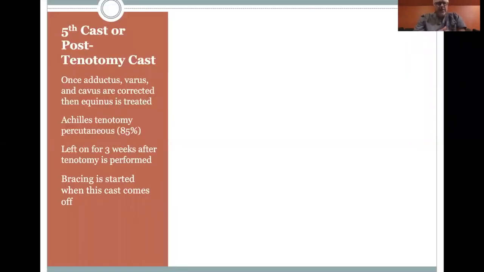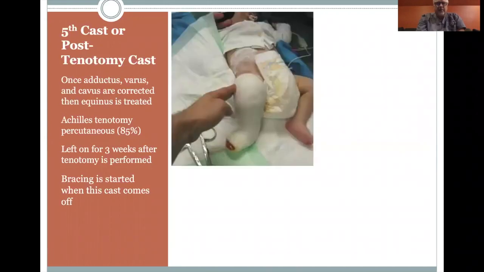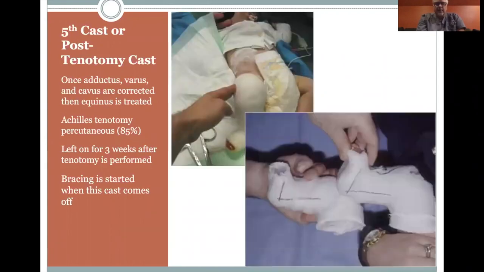So the fifth cast, or post-tenotomy cast: once the adduction, varus, and cavus are corrected, the equinus is treated. Achilles tenotomy is required about 85% of the time. The cast is left on for 3 weeks after the tenotomy is performed, and bracing is started when the cast comes off. And you can see the difference when you have corrected the equinus. You want that foot in a dorsiflexed position as opposed to a slightly plantar flexed or neutral position.